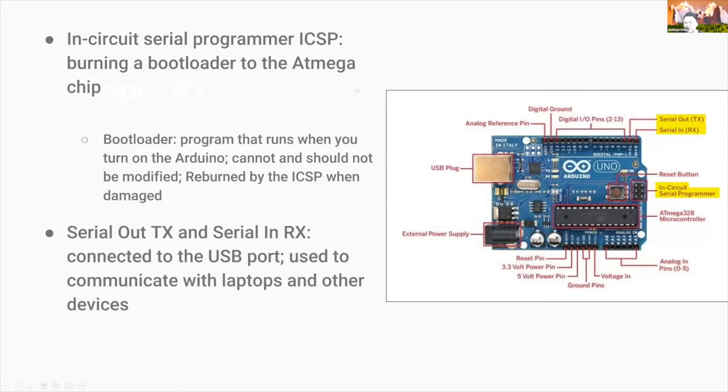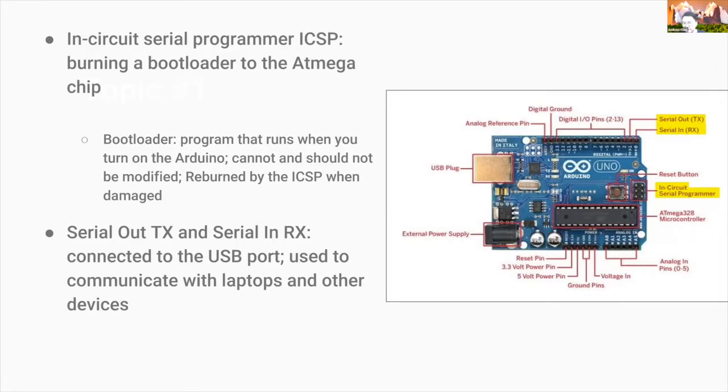So next, I want to talk about the in-circuit serial programmer. The ICSP is usually used for burning a bootloader to the chip that we have. Right? This is the ATmega chip that controls the Arduino Uno board, and the ICSP is used, for instance, when part of the hardware is damaged or when you need to modify the firmware on the Arduino board without making hardware modifications. We really don't do this. It's only when you're in intense developer mode that you need to change the firmware of the Arduino Uno.